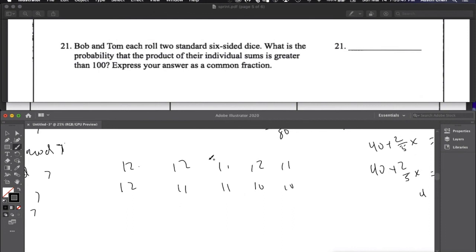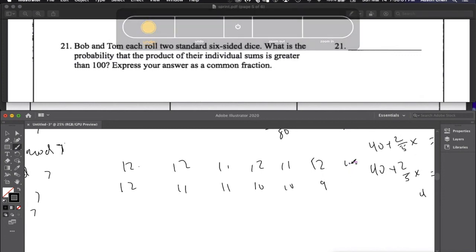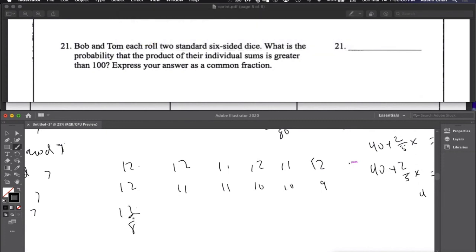And then can we have anything else? Can we have a 9 perhaps? Well, we can have a 9. 9 and 12 makes 108, which is greater than 100. But 11 and 9, that's going to be 99, so that's not going to work. And then you can try 8, so 12 and 8, but this is going to be 96, which is also not big enough. So then we can see this is going to be all of our cases.